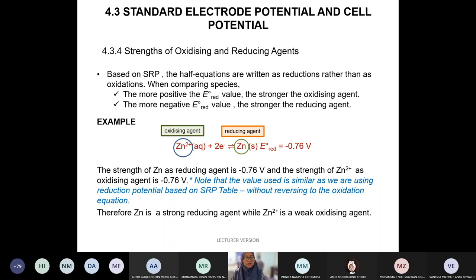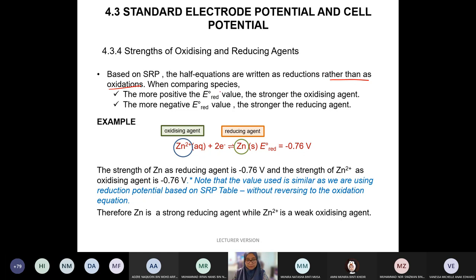Okay, alright, so we're going to be referring to the SRP table just now. In terms of strength of oxidizing and reducing agent, many students are confused. Again, we will be based on the SRP table just now. Based on SRP, the half equations are written as reduction rather than as oxidation. All of the reactions are written based on reduction, not oxidation.